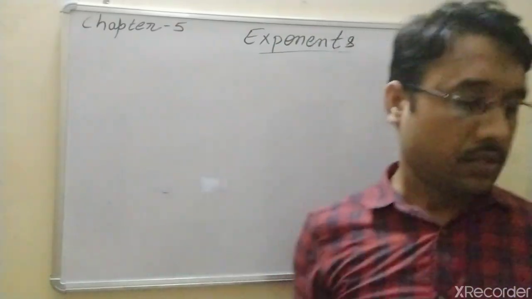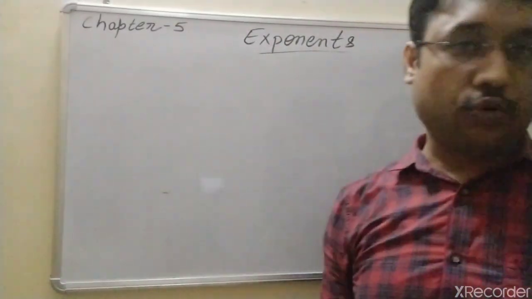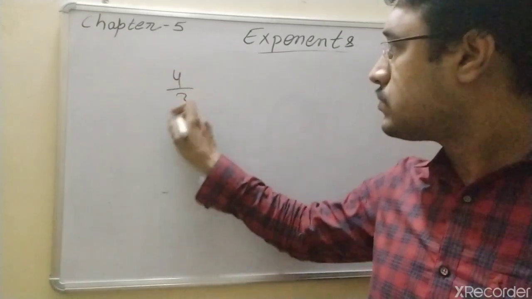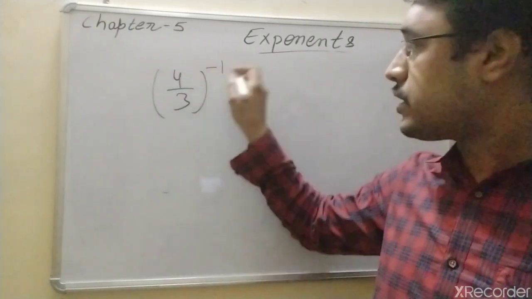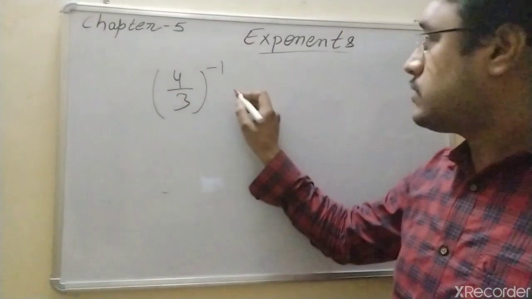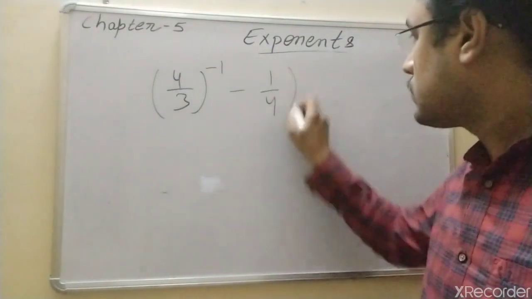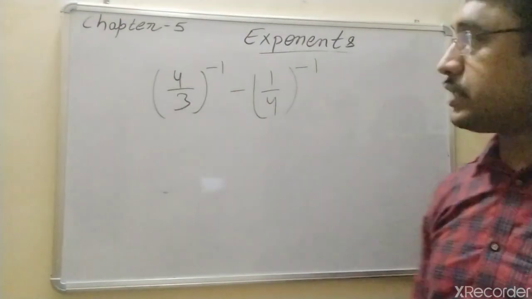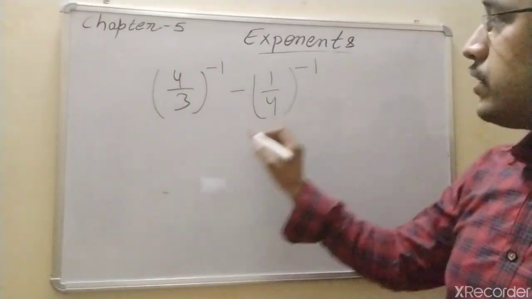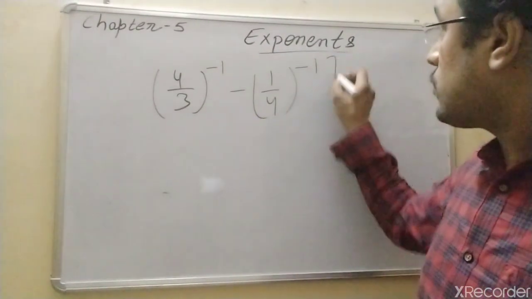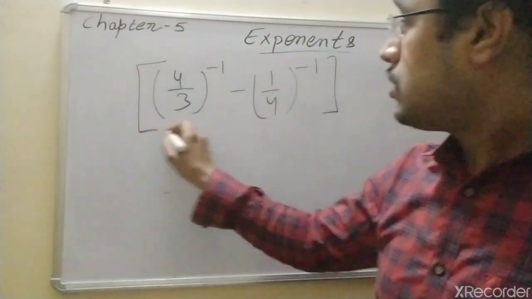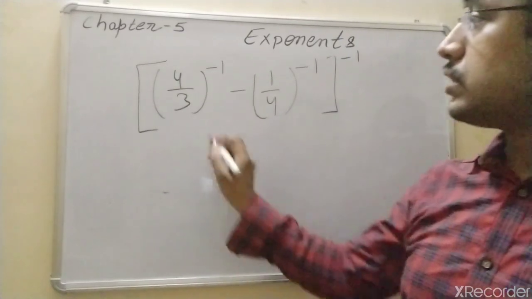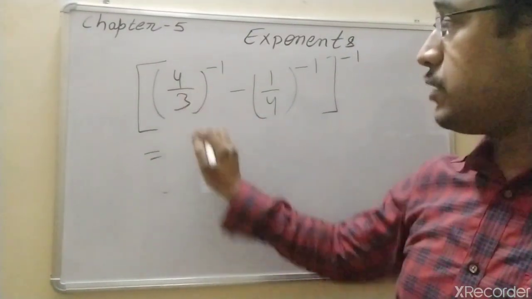See, it is given 4 by 3, and here the power is minus 1. Then minus 1 by 4, minus 1. This is the only expression given, and this you can simplify. Suppose outside also the whole power is given as minus 1. Whole power minus 1. This you will write first, it is 3 by 4.